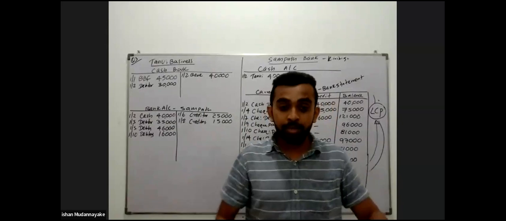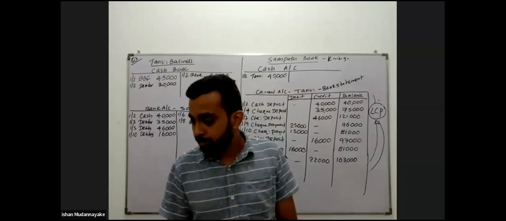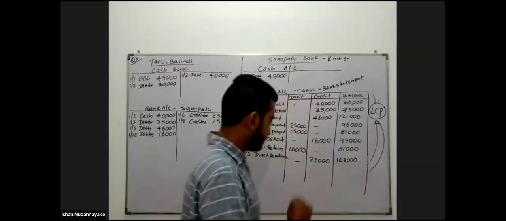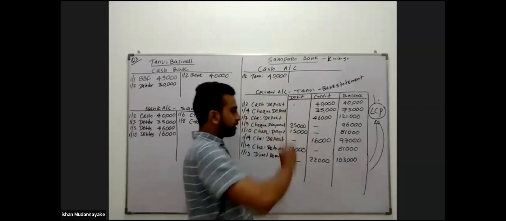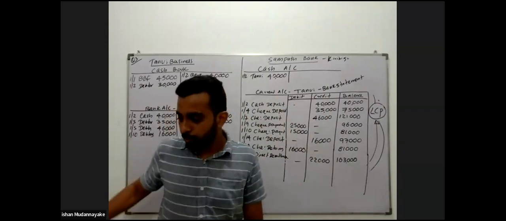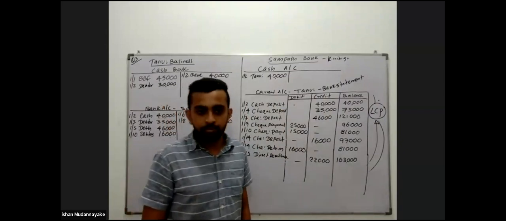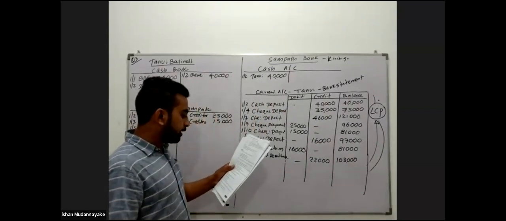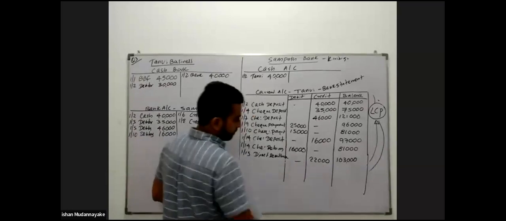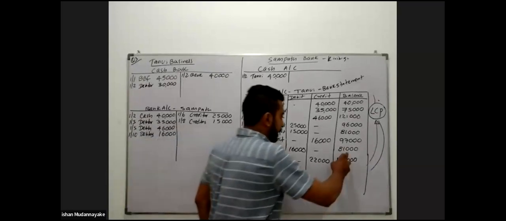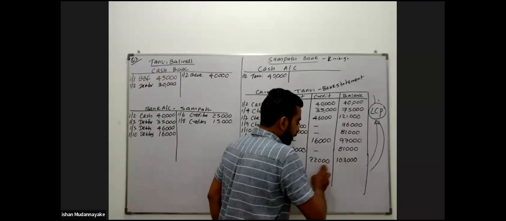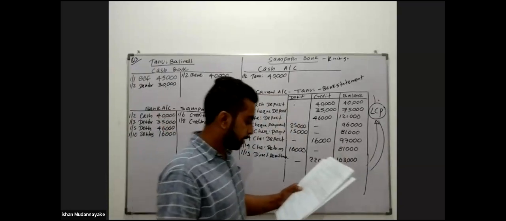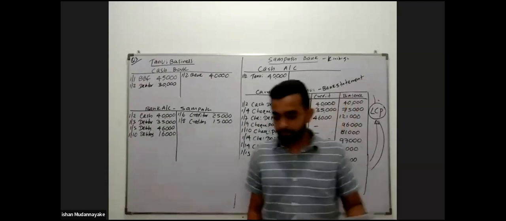So, sir, the bank account and bank statement won't be equal then? Yes, we'll discuss that. At first, record this transaction in the bank account and statement. Here, direct remittance by the debtor, 22,000. So the balance is 81,000 plus 22,000, which is 103,000.